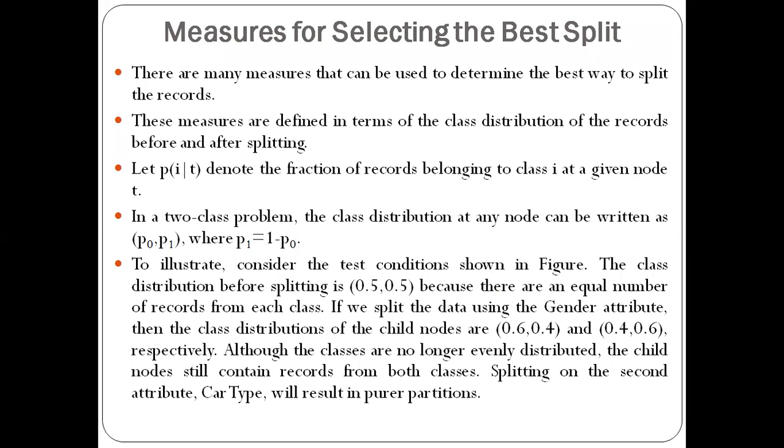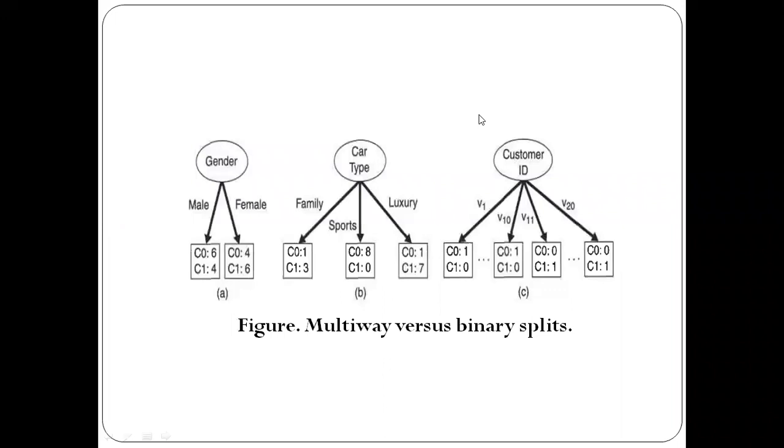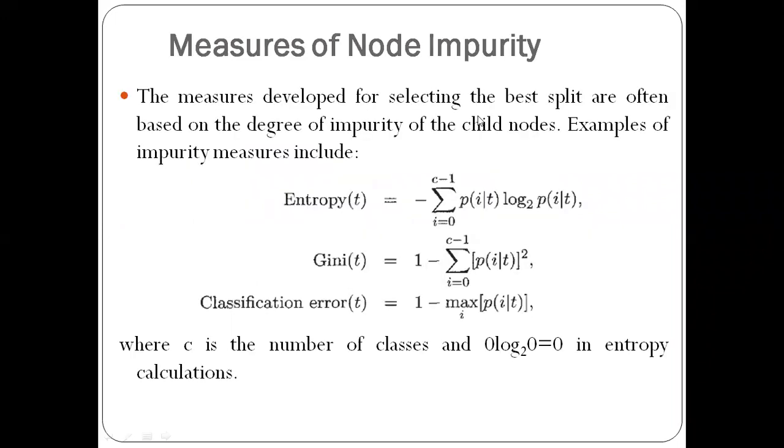Okay, so we have performed the splitting here based on the attribute. Now, once we assign the records, we must be able to measure the goodness of these splits or the distribution. So we have some measures that we can use in order to measure the goodness of these splits. These measures are actually based on the degree of impurity of the child node.